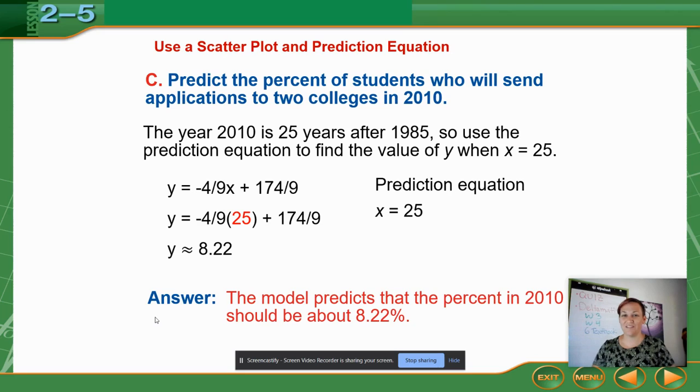I'm going to pause for a second. I'm actually going to look up how many students applied to two colleges in 2010 so we can get an answer. So I'll be right back. I'm back. Unfortunately, I couldn't find that data, but maybe you guys can. If you do, let me know.